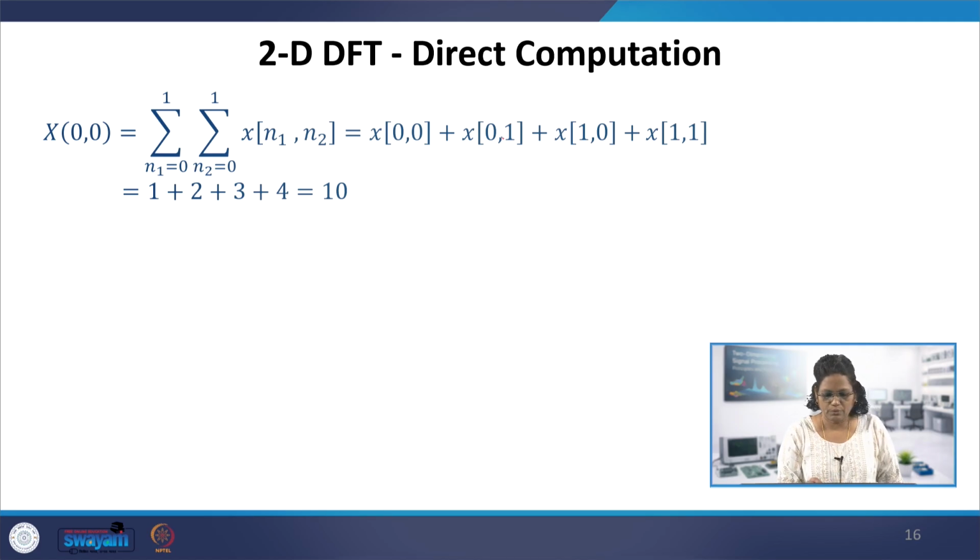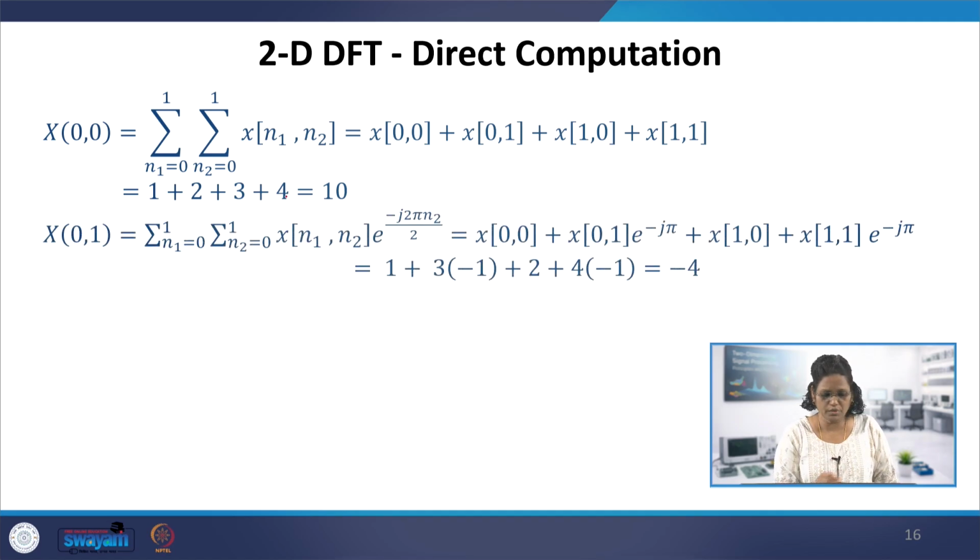So x of 0, 0: adding all of them, the result is 10. So x of 0 comma 0, that is x of k1 k2, is 10. Substituting that equation, again these are summations, for k1 equal to 0 the other term gets 1, and k2 is 1, so minus 2 pi n2 over 2. Taking the n1 n2 variation over the summation, it results in minus 4.